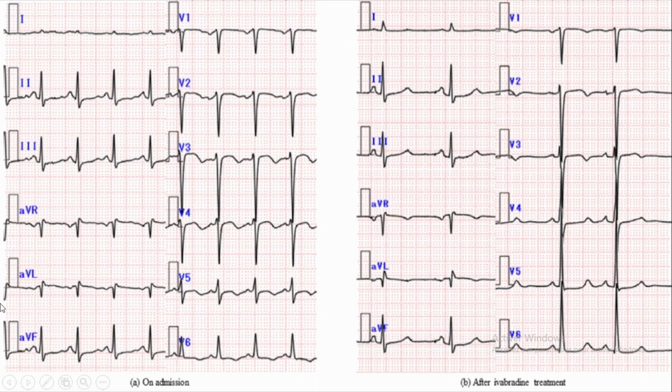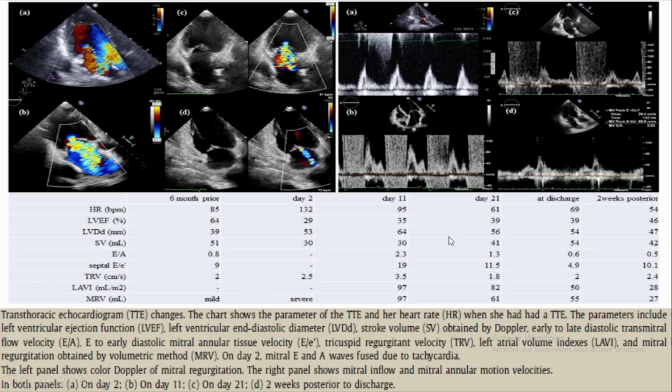This is the ECG on admission. There is a sinus tachycardia, and this is the ECG after ivabradine treatment. This is the image of echocardiography in hospital. There is a severe mitral regurgitation which was reduced by treatment.